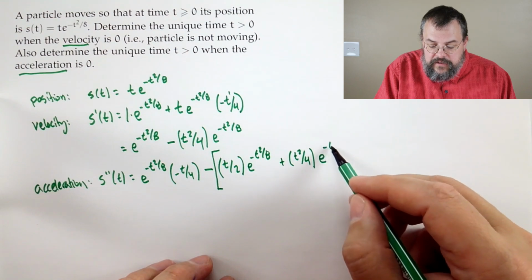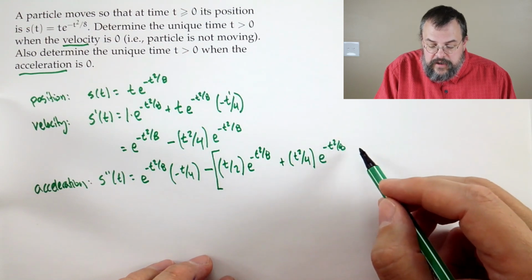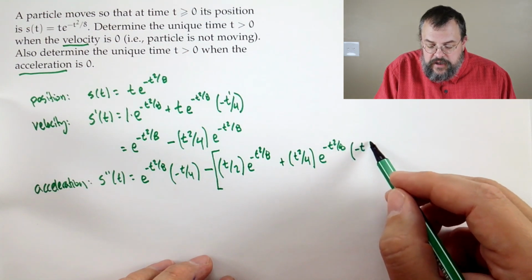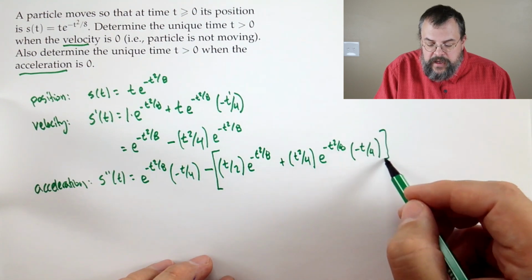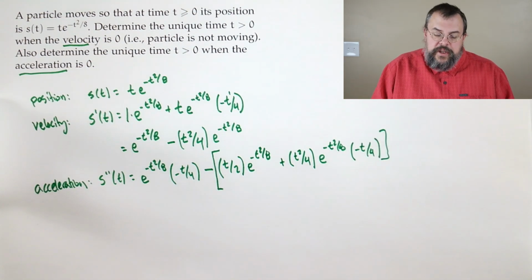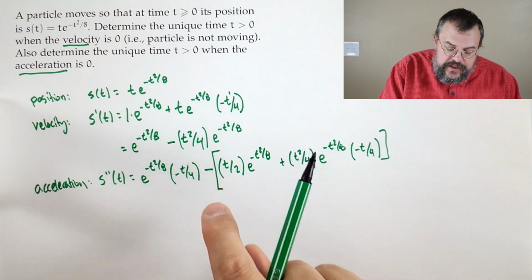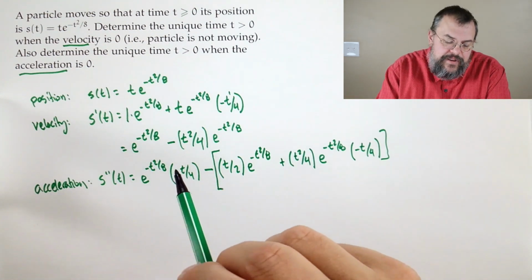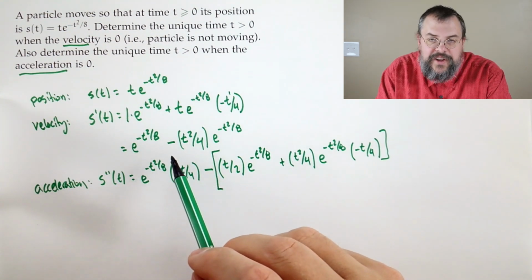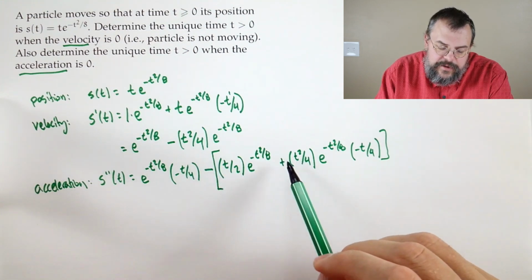Well, that's e to the minus t squared over 8, and then times that by minus t over 4. Now, the important thing, of course, to remember is that minus carries through. So don't forget. This is a case where if you're not being careful, you would say, oh, that should be a plus sign.